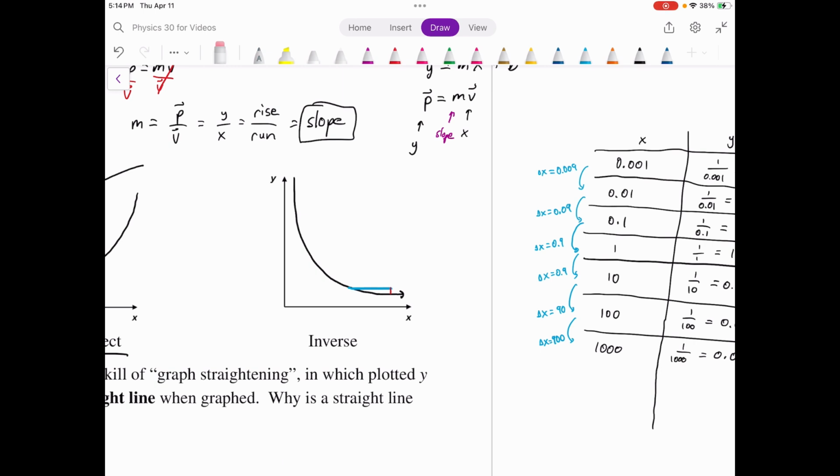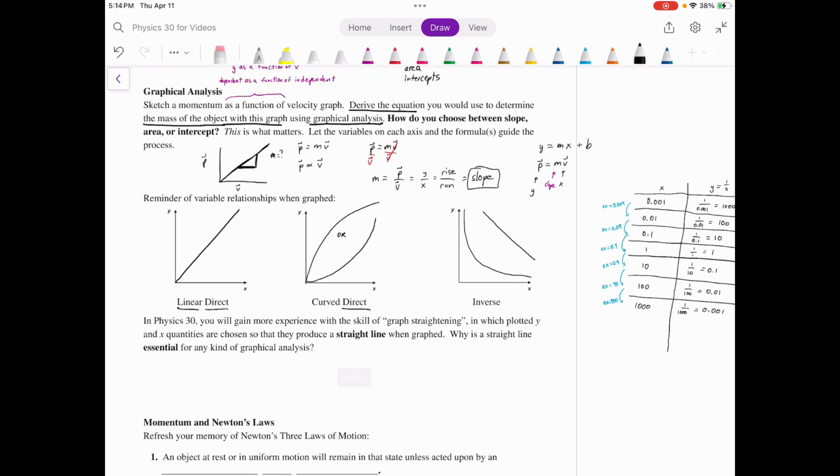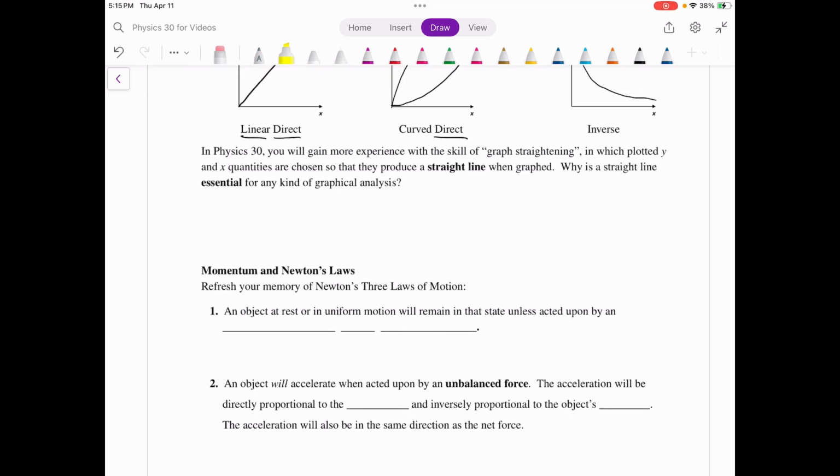Even a very big change in x doesn't lead to that impressive of a change in y. Okay, so just to give you some intuition for why inverse graphs are shaped like this and not like this. We see they're not linear. A table of values can help us see why. Okay, so there's a reminder of the graph terminology. It won't come up much in this unit, but we will do it in later units. But I want to mention it now while we're reminding ourselves of some graph stuff. We'll gain more experience with the skill of something called graph straightening, in which we choose our plotted x and y quantities carefully so that when we graph them, they produce a straight line.